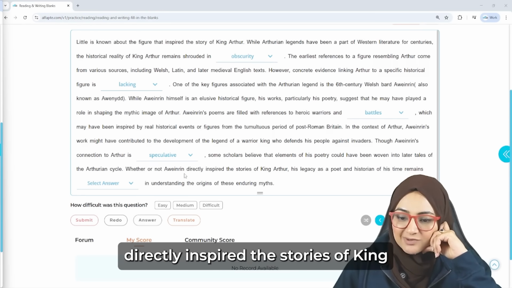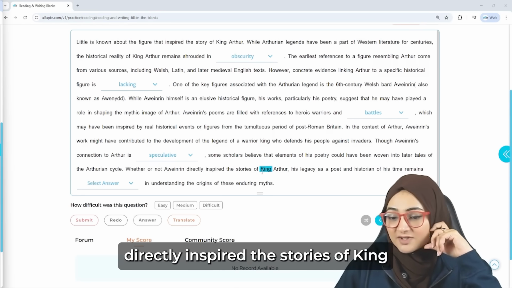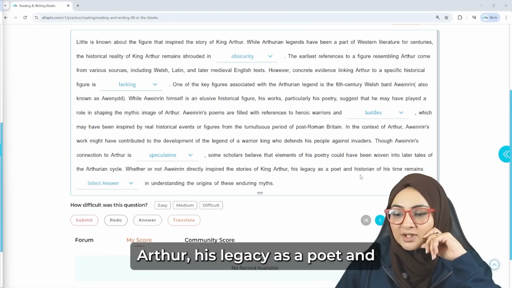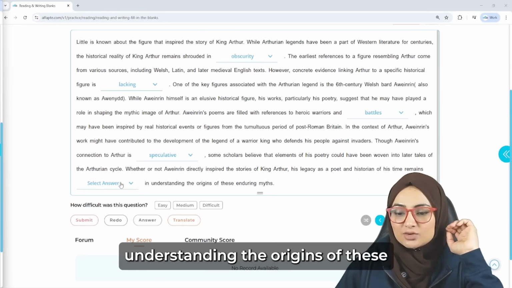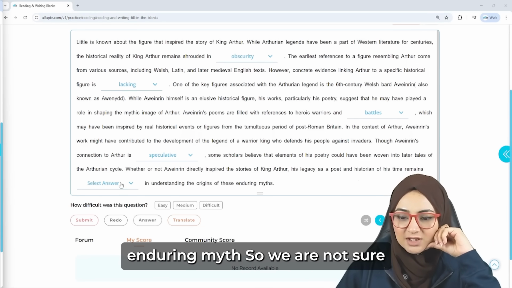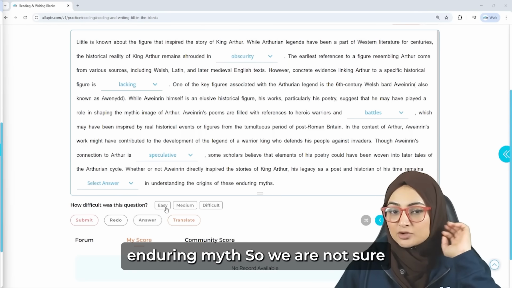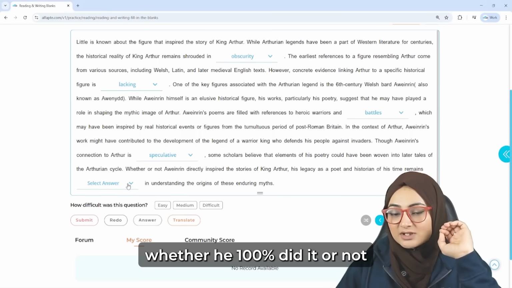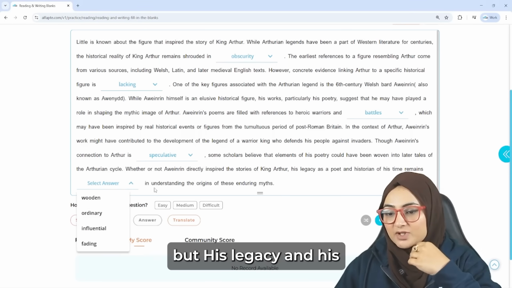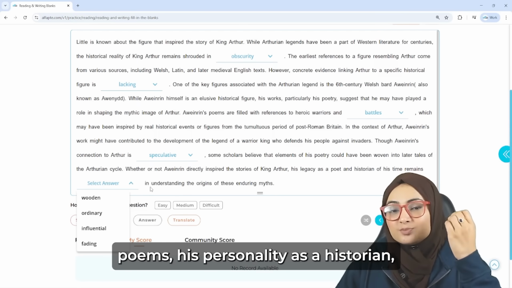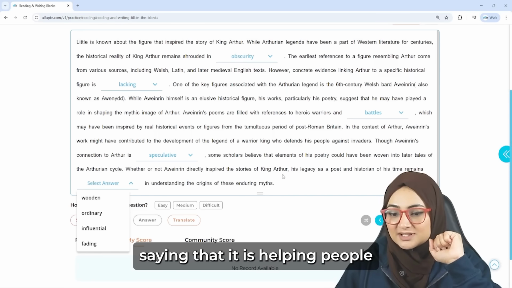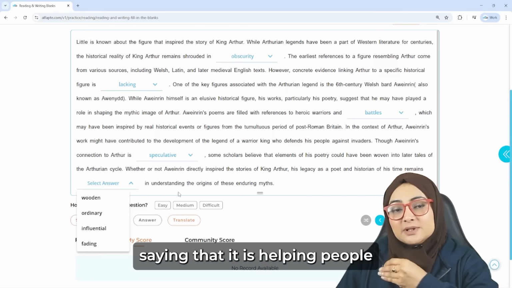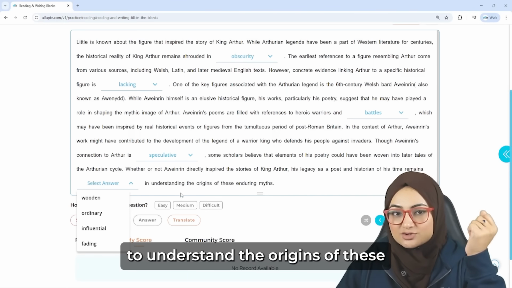Whether or not Owain directly inspired the stories of King Arthur, his legacy as a poet and historian of his time remains dash in understanding the origins of these enduring myths. So we are not sure whether he 100% did it or not, but his legacy and his poems, his personality as a historian is important. Obviously, they are saying that it is helping people to understand the origins of these things.